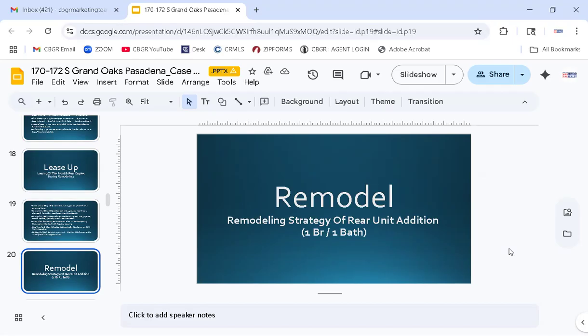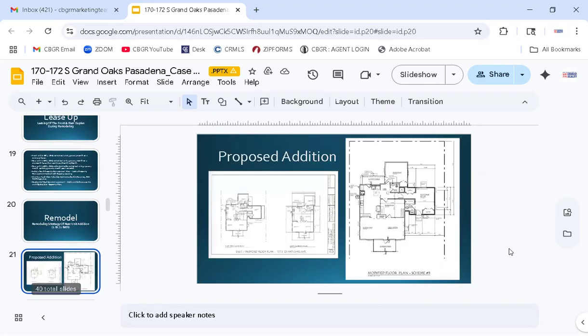Next slide. Here's the remodel that I did. Here is the modified floor plan, and that's the existing floor plan. So you're going to learn to work with architects. You're going to learn how to study floor plans. You're going to learn how to add value to your client's property. This is all reviewed by the appraiser.